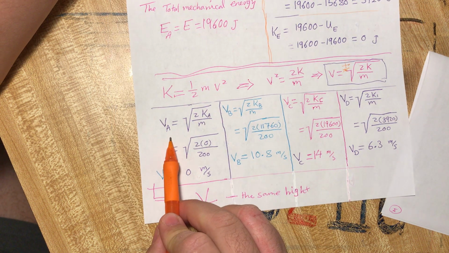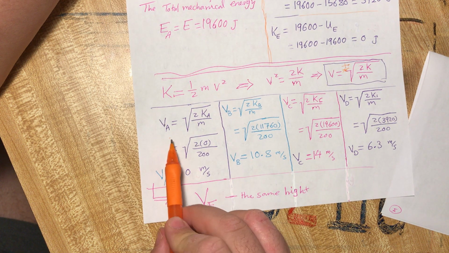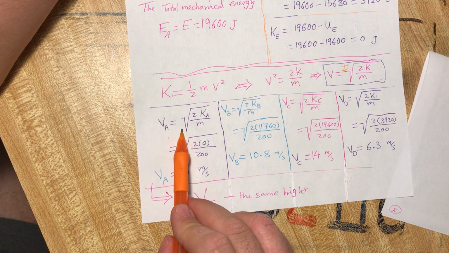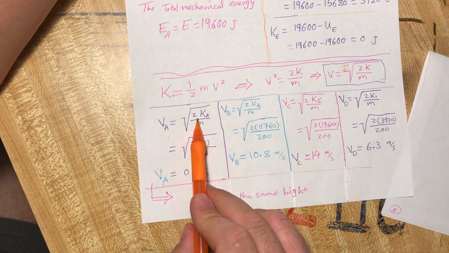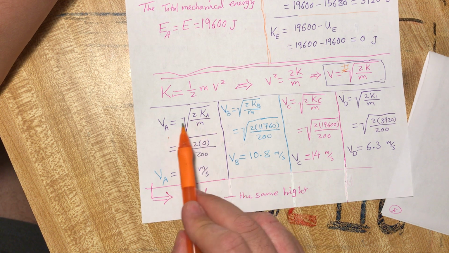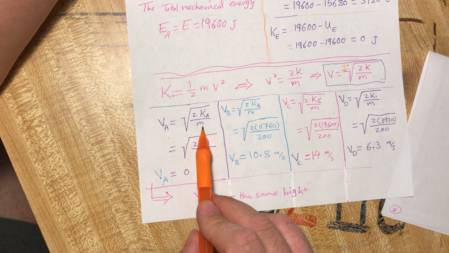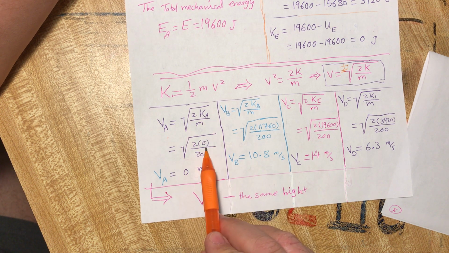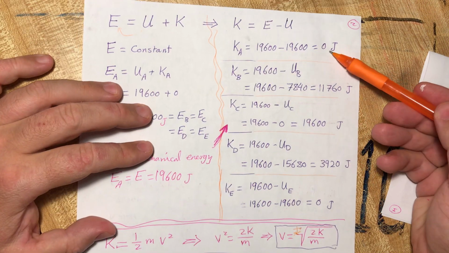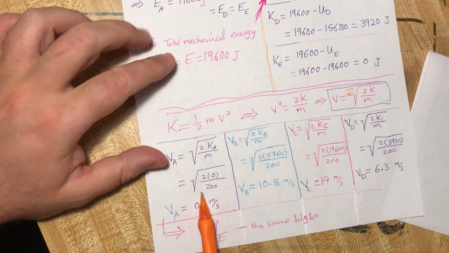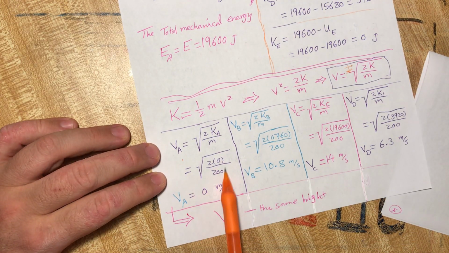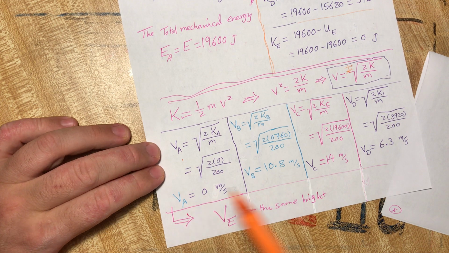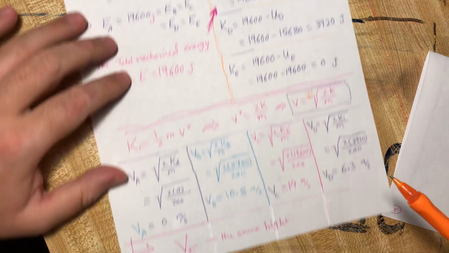At point A, the speed at point A is equal to the root of 2 multiplied by the kinetic energy at point A divided by m. The kinetic energy at point A is 0. So the root of 0 is 0. The velocity at A is 0. We know that. The velocity at A is 0. Okay.